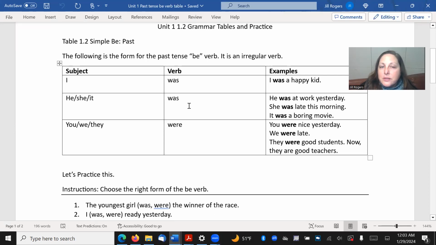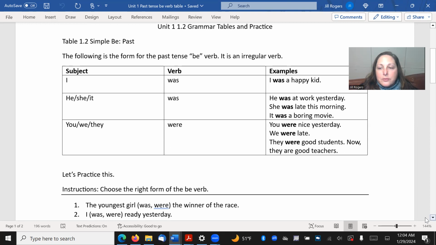So remember, this isn't always thought of as a singular. These things are singular. These things are actually plural. Except with the exception of you, which can mean one person or more than one person if you're directing it to people as a group. Okay. So you were nice yesterday. We were late. And then they were good students. Now they are good teachers. And here we see this is the past and this is the present. In the past, they were good students, but now they are good teachers.